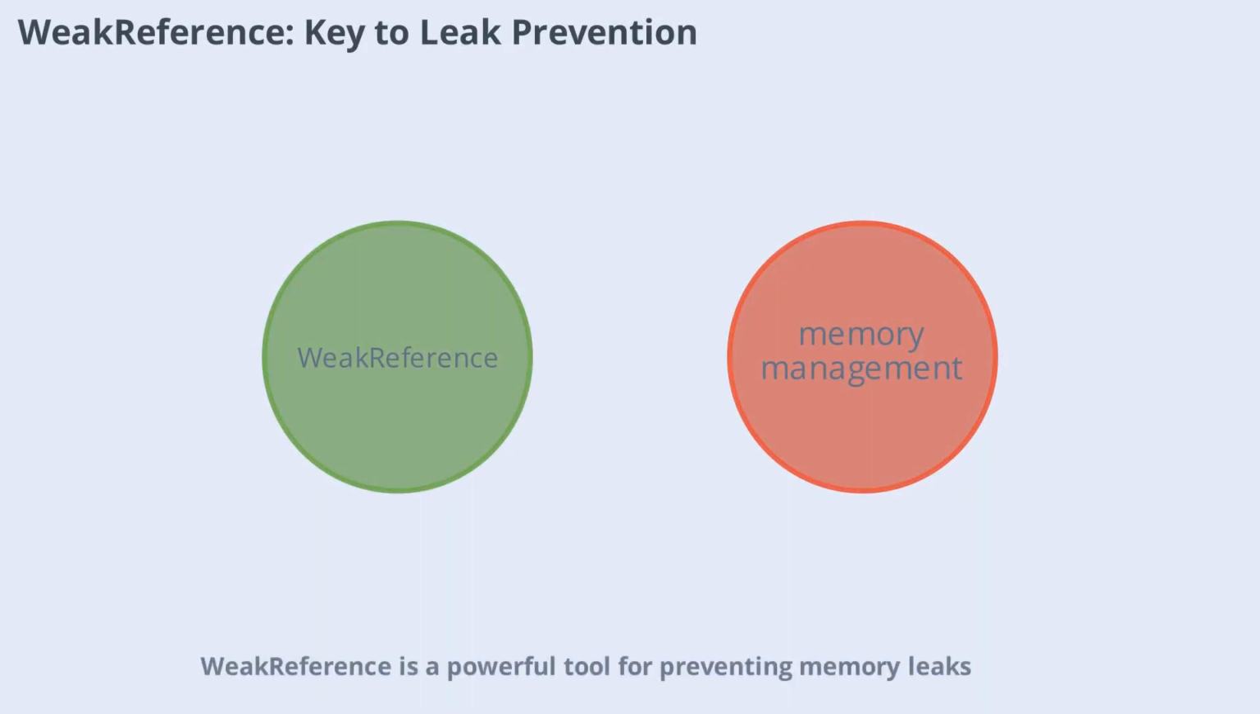Weak reference is a powerful tool for preventing memory leaks. By using weak reference for activities or views, you allow the garbage collector to reclaim memory when needed. This approach is especially useful for inner and anonymous classes, handlers, and async tasks. Incorporate weak reference into your code to keep your app leak-free.